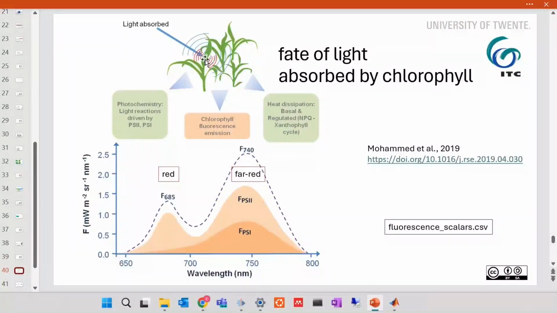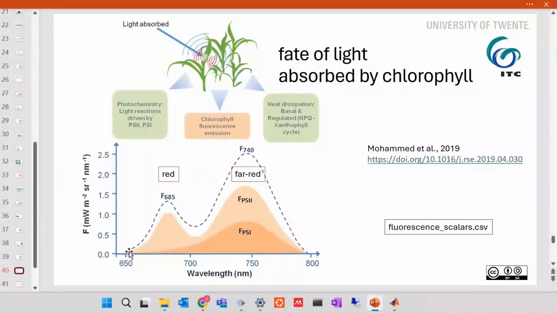When light is absorbed by a plant leaf, it can either go to photochemistry and drive photosynthesis, or it can be dissipated as heat, either basal or regulated, the xanthophyll cycle that we touched upon and will touch upon further. But the third pathway is chlorophyll fluorescence emission. The emission, as I said, happens at the level of photosystems, and here in the review, it tries to separate the effect of photosystem 1 and photosystem 2.